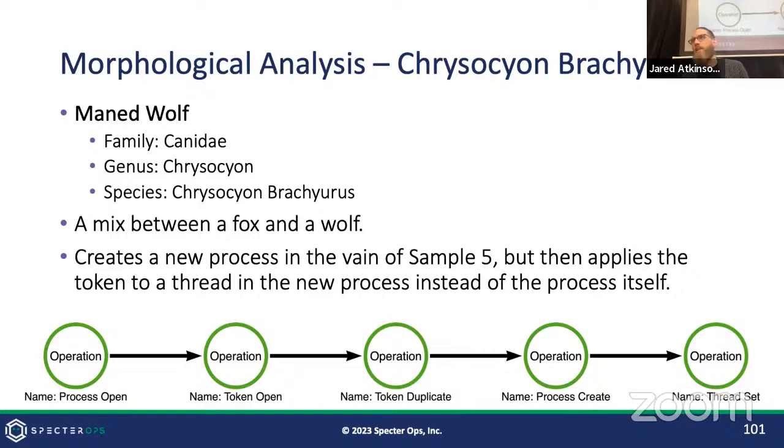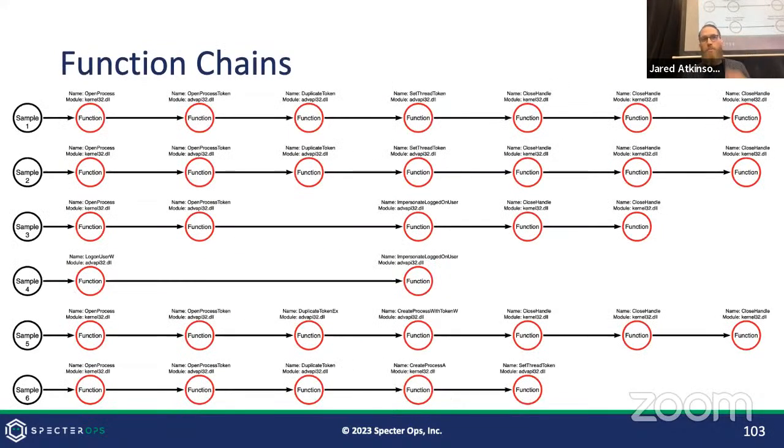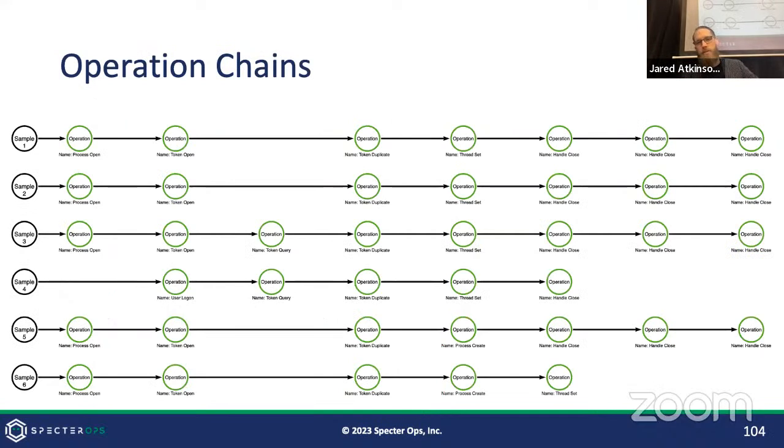So what we end up with is kind of like a third or fourth species of token theft based on our analysis of the samples, right? And so just to bring it all home, if we were to look at all the function chains, we would see that there's some amount of variation. And then if we were to look at all the operation chains, we see that there's a lot of overlap. Does anybody see one operation that is consistent across all examples? Token duplicate, right? So token duplicate happens across all of them. The question is, do you have telemetry for that? And how much context is that going to give you, right? So maybe it gives you a lot, I don't know.